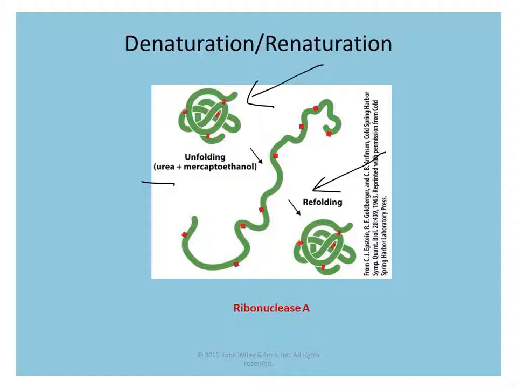Denaturation, renaturation studies were important because it allowed scientists to realize that proteins have usually one final 3-dimensional shape, because if they unfolded it and then refolded it, it would oftentimes take on the same shape that it did from the start.